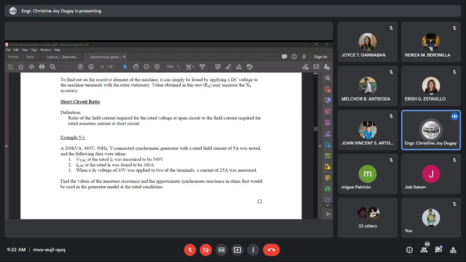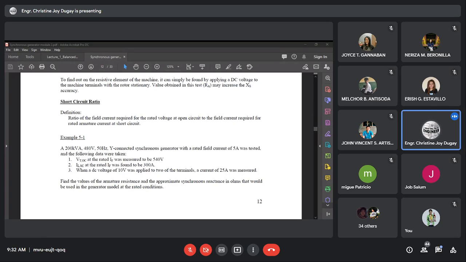Pasensyahan nyo na ha, maingay po yung aso ng kapitbahay. Hindi po namin yan aso. Kapitbahay po namin may aso yan. Baka sabi nyo ang ingay naman ng background ni ma'am, no? Pagpasensyahan nyo na po. Hindi ko naman po maano kasi nasa kabilang bakod.